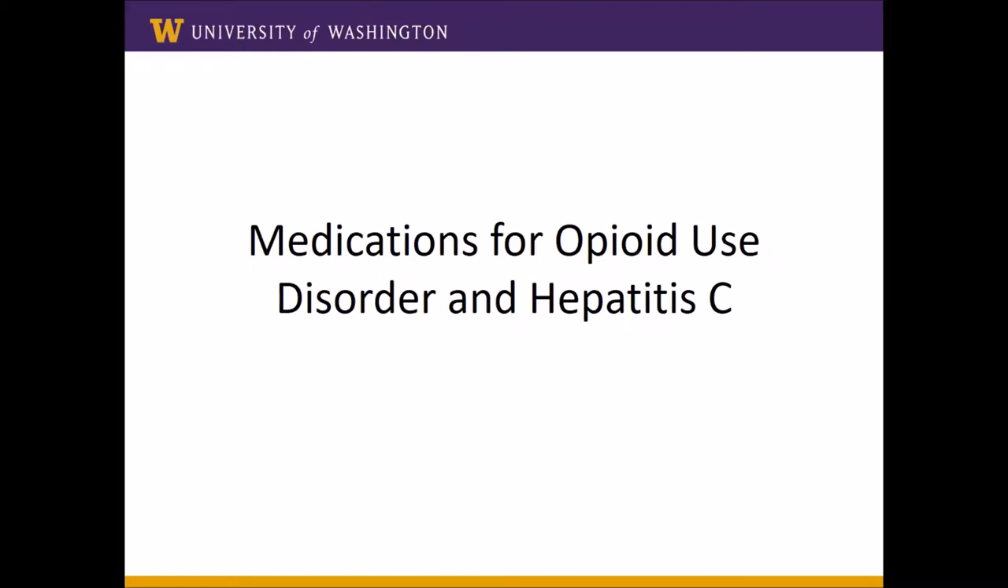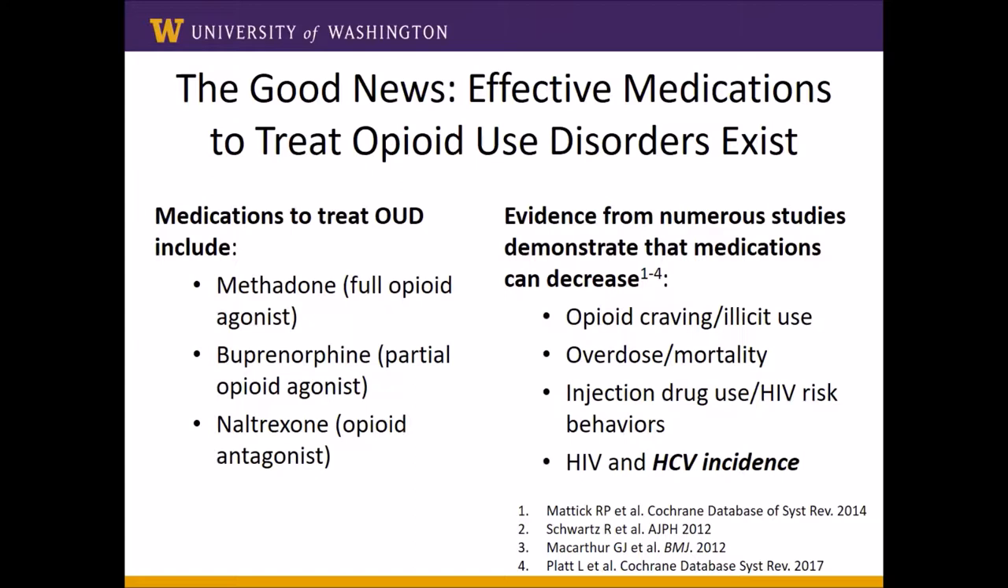So the good news is that we have a number of different medications that are efficacious for treating opioid use disorders. Those medications include methadone, which is obviously not new. It has been available since the 1950s. It's a full opioid agonist and is therefore highly efficacious, but it has greater risk for side effects such as sedation and overdose compared to the other two medications. And its other limitation is that it cannot be prescribed in an office-based setting, but must be dispensed in federally regulated OTPs.